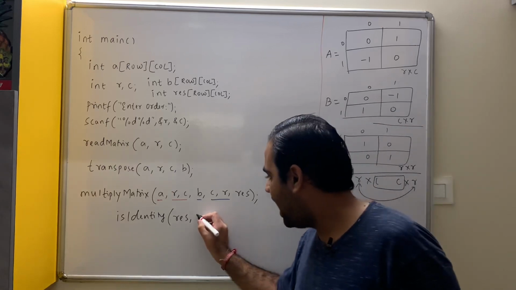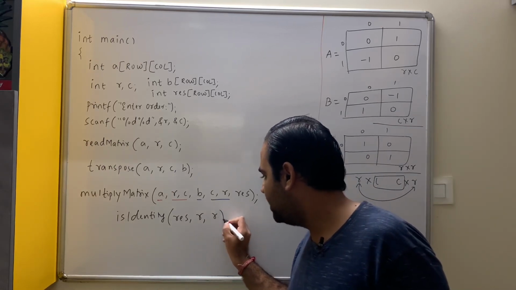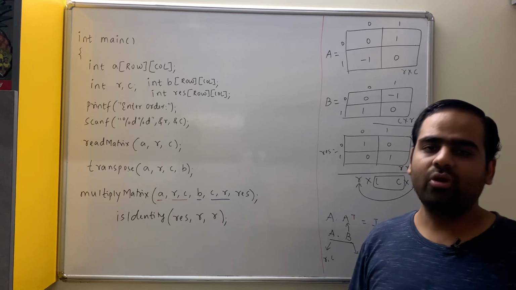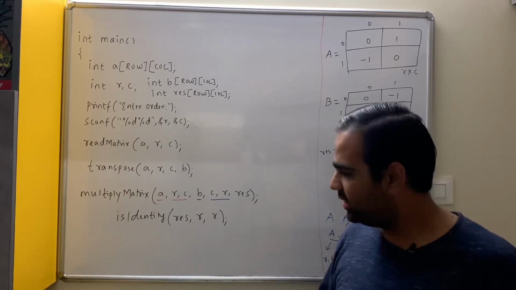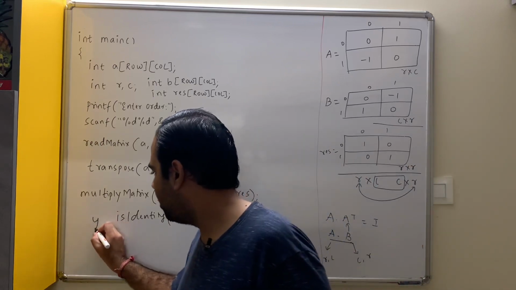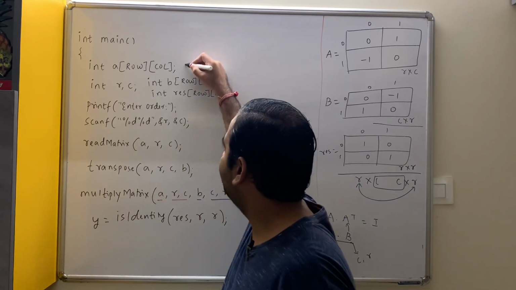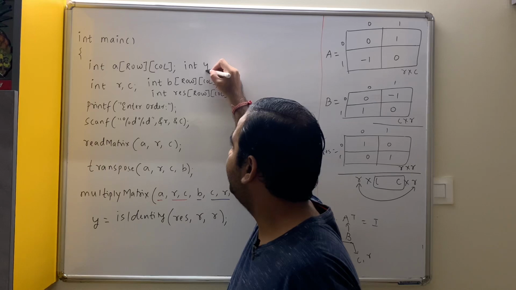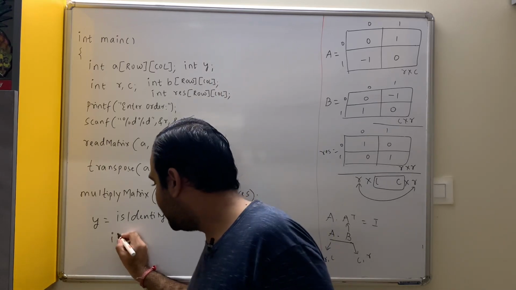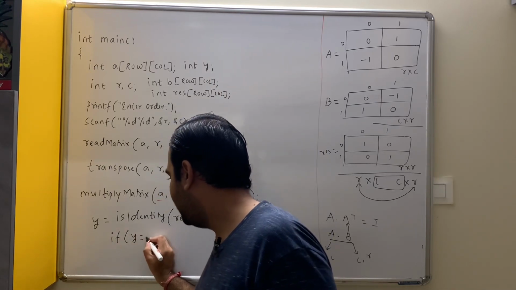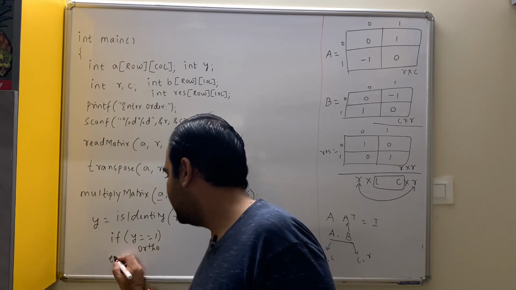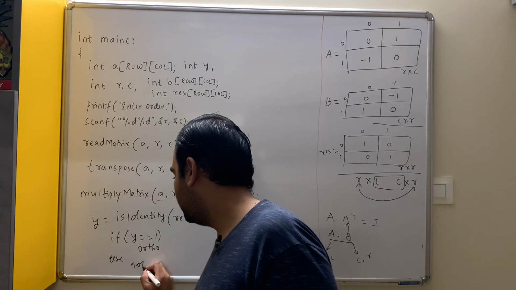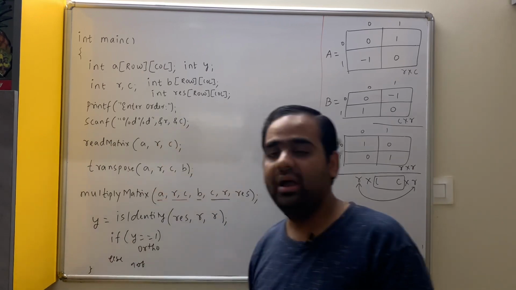Therefore, it has R number of rows and how many columns? It has R number of columns, and the is identity function will give you 1 as the answer if it is identity and 0 as the answer if it is not identity. Let me store it in some variable y and declare a variable y. Now, if y equal 1, printf it is orthogonal matrix, else printf it is not orthogonal matrix, and stop the code.